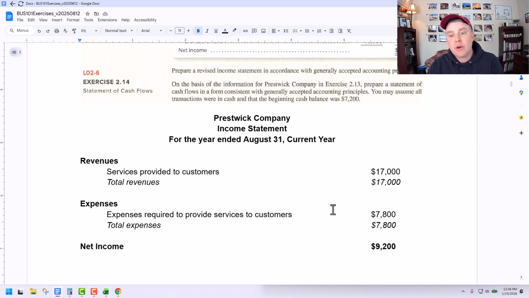All right, so in the next video, I'm going to pick up where we left off right here, and we're going to do exercise 2.14, which is the statement of cash flows.